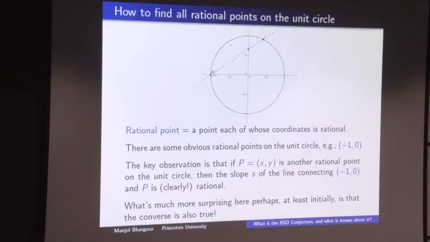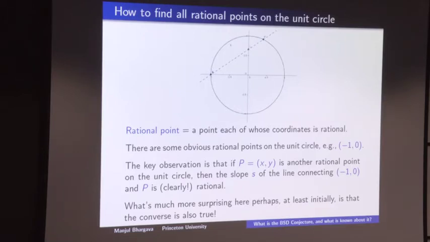But it's clear that if you have a rational point, then the slope will be rational, and the converse is also true: if you take a line with rational slope through minus 1 comma 0, the second point of intersection will give a rational point. And so that will be a description of all rational points. You just take all lines with rational slope through minus 1 comma 0, look at the second point of intersection, and that will give all rational points, and therefore all solutions to x squared plus y squared equals 1.